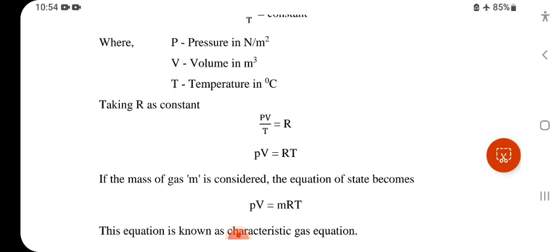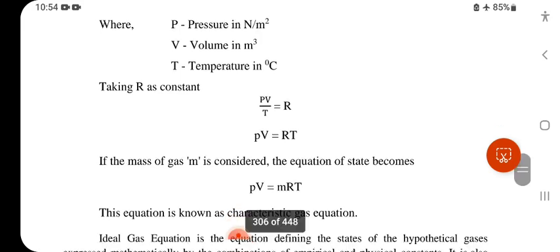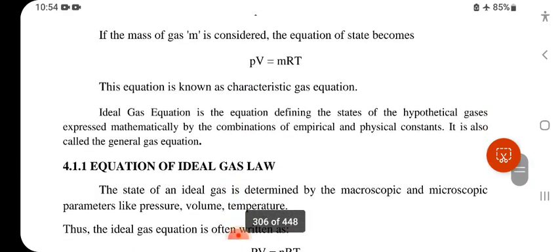When the mass of the gas m is considered, the equation of state becomes PV equal to mRT. This equation is known as the characteristic gas equation. So, the ideal gas equation is the equation defining the state of hypothetical gases, expressed mathematically by a combination of empirical and physical constants, and is also called the general gas equation.